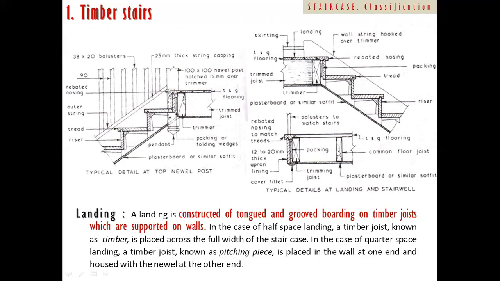So these are the floor joists, common floor joists. So you can place the timber joist here, you can add another floor joist after 40 centimeters. So that is how you can get the strength for this particular landing.